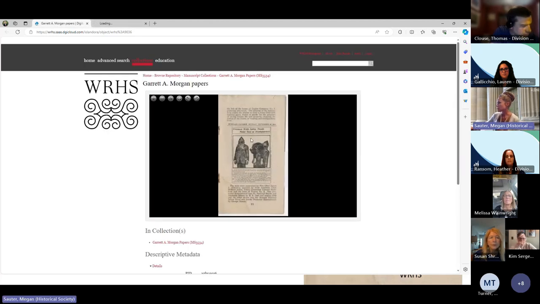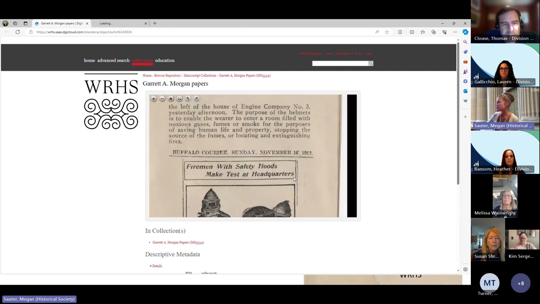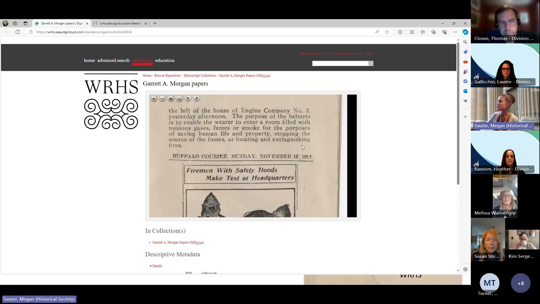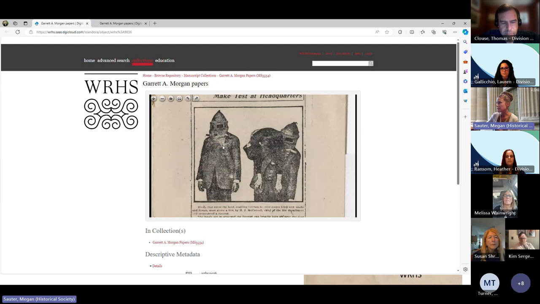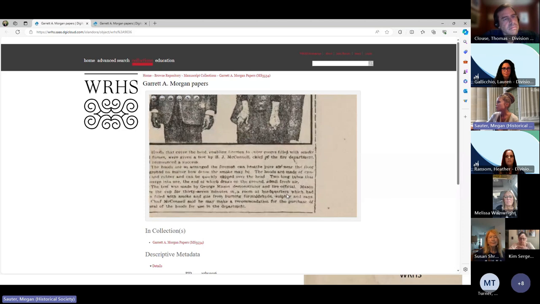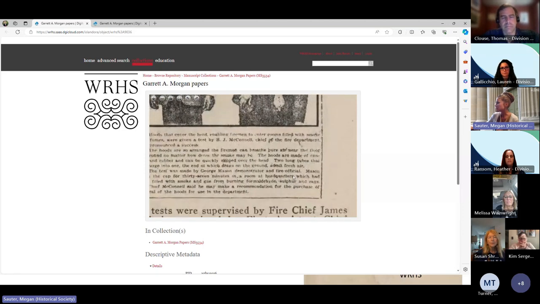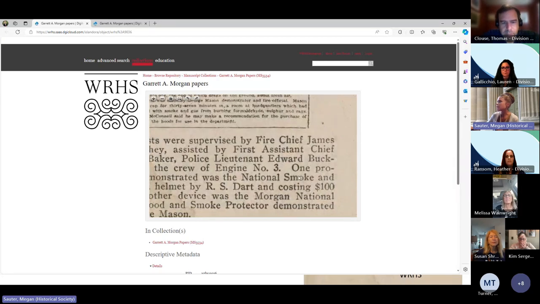So the Western Reserve Historical Society. And you can zoom into it. And when you analyze this with students, you can point out the date. So looking at 1913, so about a year after that patent, you can analyze this image too. So you can see it looks like the prototype and how they're wearing it. It's going to the back and maybe they're saving someone right here. And it talks about the fire chief and the fire department. So those are the people that are using it. And then notice the price. So it's costing $100.